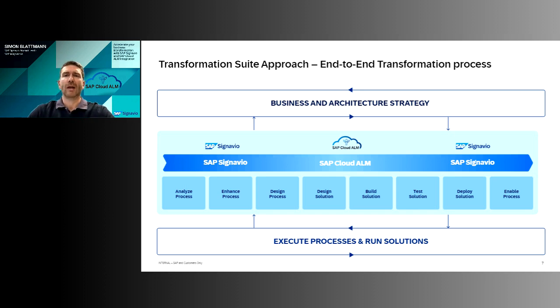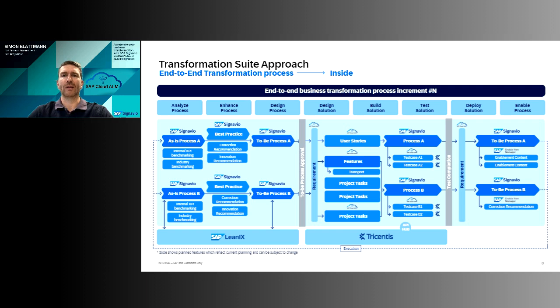Bringing this one level deeper, in the context of this integration: when customers define their business strategy and architecture, for example in LeanIX, and also define the value chain in Signavio, they need to get to executable processes and running solutions. To get from the strategy to the actual execution, we have defined this methodology, which I explained in the slide before, but now in more detail, what this means in the combination of using SAP Signavio and SAP Cloud ALM.